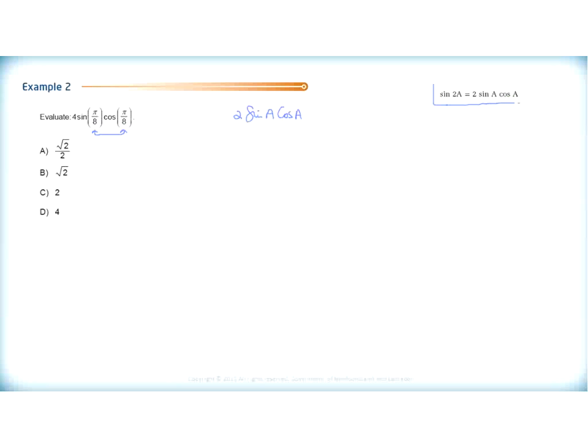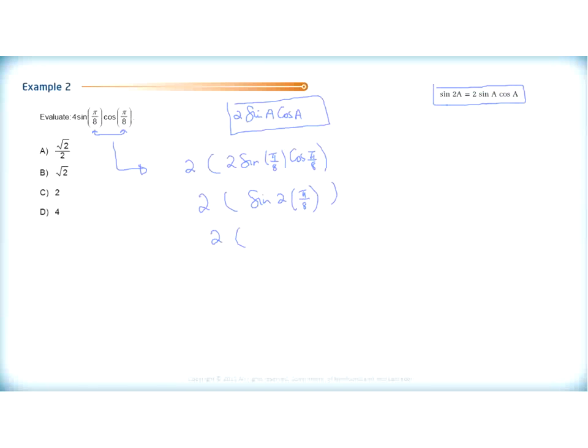2 sine A cosine A is equal to sine 2A. Now, how can I rewrite this using 2 sine A cosine A? Well, if I were to rewrite it as 2 times 2 sine pi over 8 times the cosine of pi over 8, it now becomes 2 times 2 sine A cosine A, which is sine 2A. So it's sine 2A, which is pi over 8. So it becomes 2 times the sine of 2 times pi over 8, which is pi over 4.